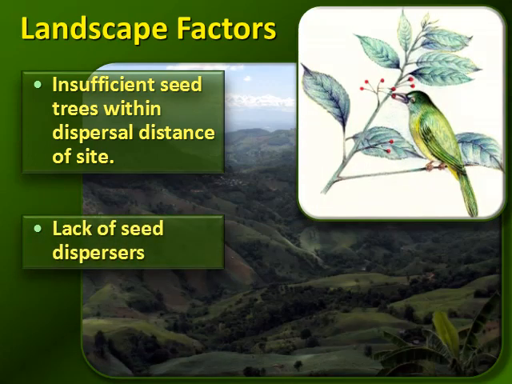Lack of seed dispersers. Seed sources are no good if there are no seed dispersers available. So if there's heavy hunting in the area and these animals have disappeared, again, you've not got that free natural seed dispersal mechanism going on, and you're going to have to plant all the species rather than just a few of the tree species, and that's going to put your cost up.